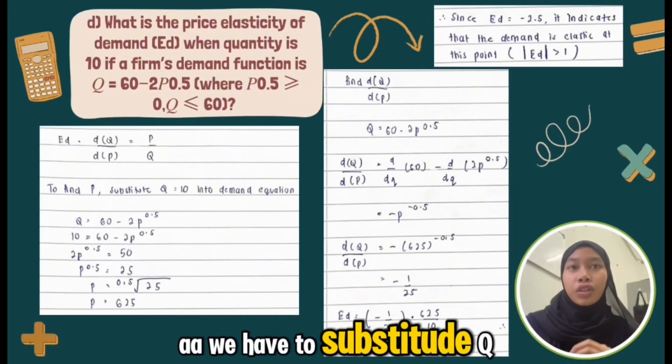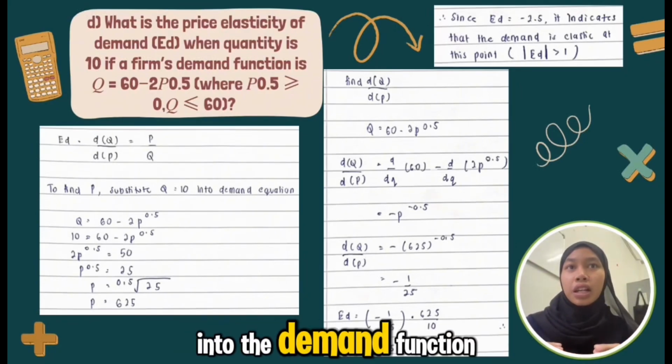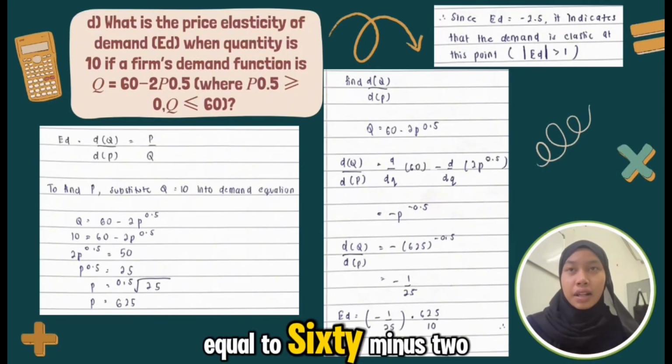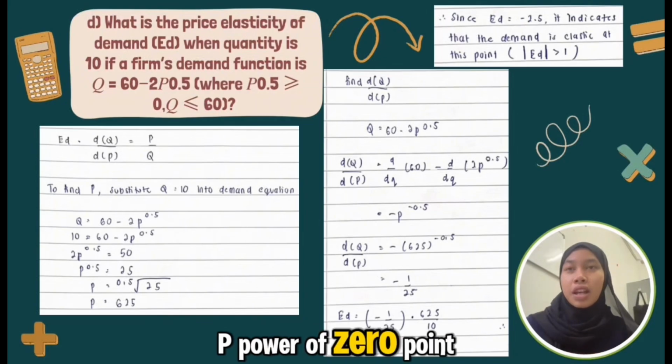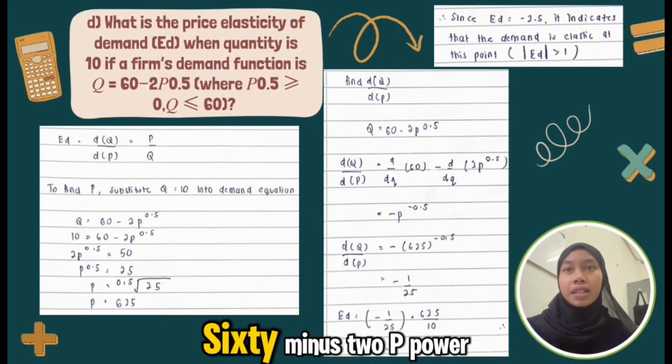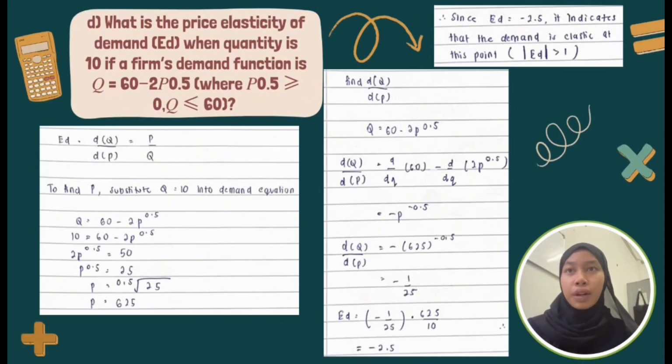Okay, the first step is we have to find P. We have to substitute Q equal to 10 into the demand equation. So Q equals (16 minus 2P) to the power of 0.5. So when substituted, 10 equals (16 minus 2P) to the power of 0.5. So the P is 625.